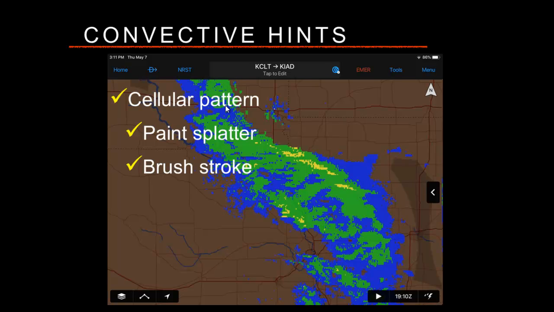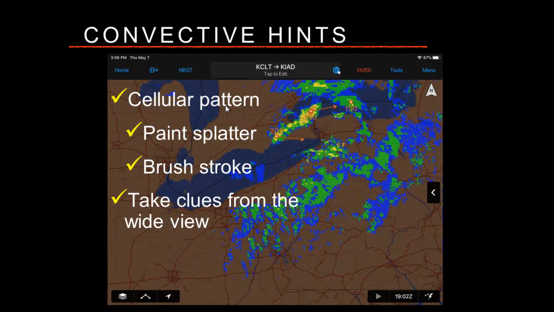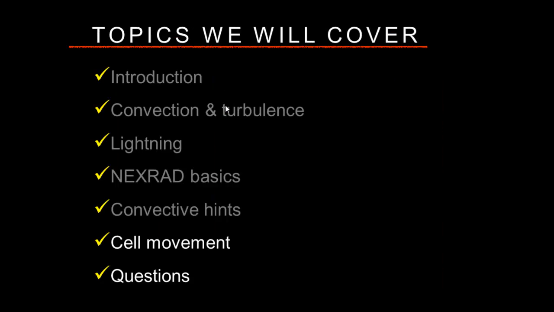But again, you want to make sure you do your pre-flight analysis to determine if this area is ripe for convection or not. So you then definitely want to take clues from the wide view. Don't go too far in and zoom in on an area when you're flying along. Take that big picture view of what's going on. And that way you can then spot that cellular appearance to the NEXRAD depiction.